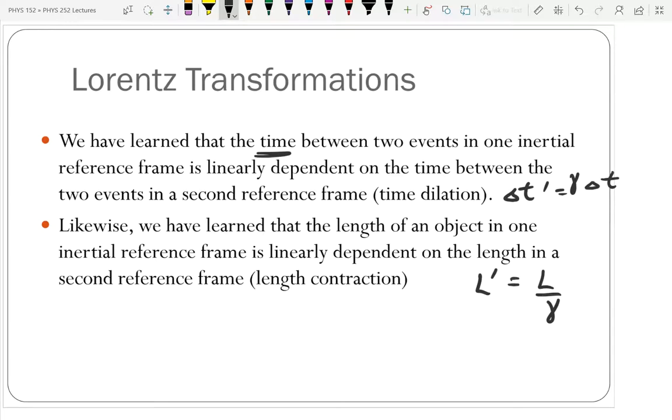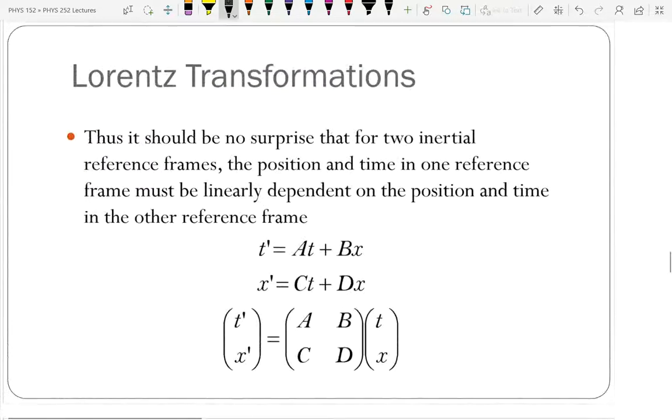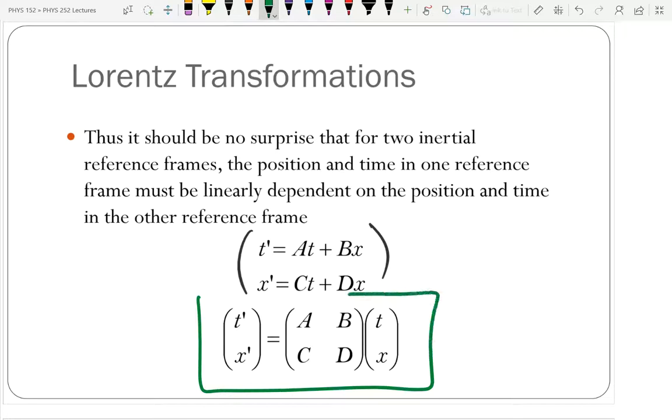So that means that it should be not surprising at all that I should be able to write, or I should expect that I can write, my time in one reference frame as a function of the time and position in another reference frame. And the position in one reference frame is a function of the time and position in another reference frame. Which linear algebra-wise, the set of 2 equations is equivalent to this one linear algebra equation.